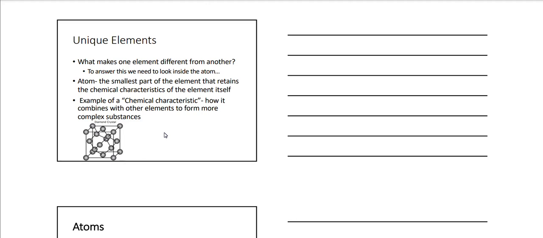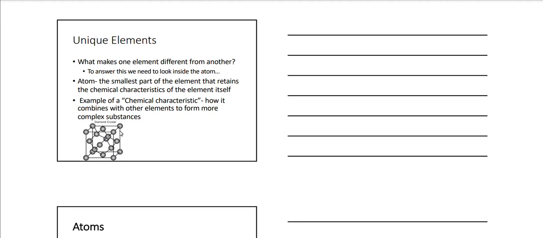What makes one element different from another element? It's basically its electron configuration, the protons, neutrons. So now we're talking about the subatomic configuration when it comes to the elements. So the answer is that we need to look deep into the atom. The atom is obviously the smallest part of the element that retains the chemical characteristics of the element itself.